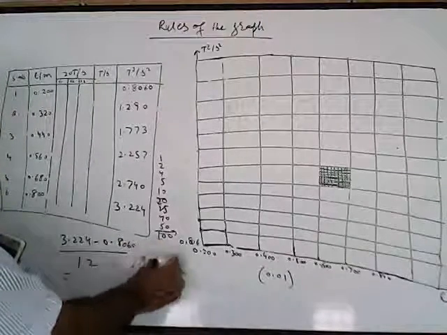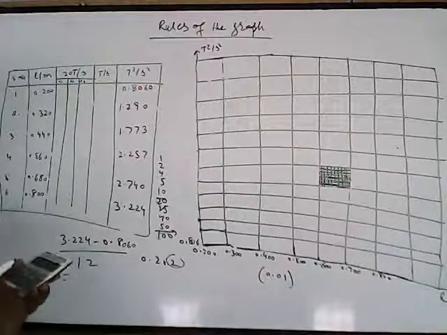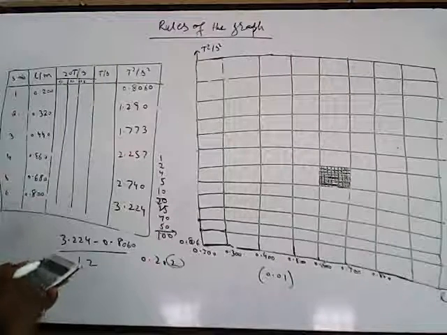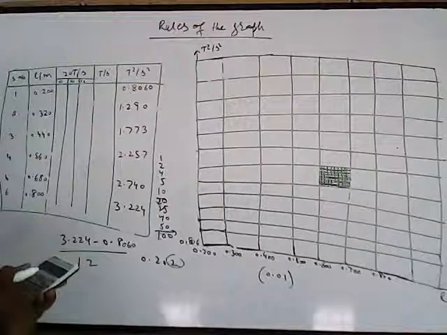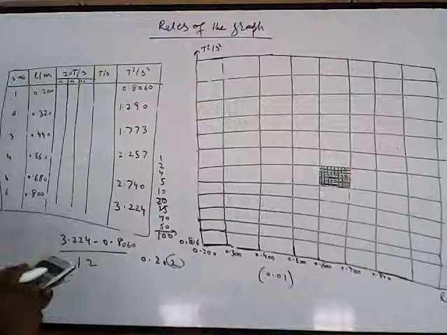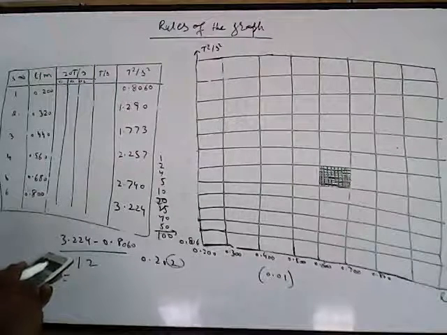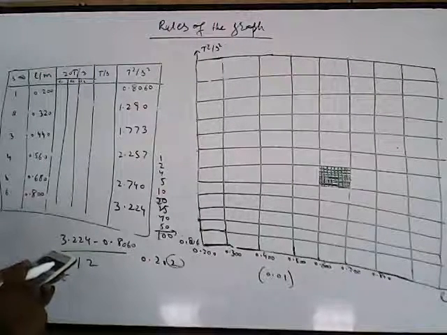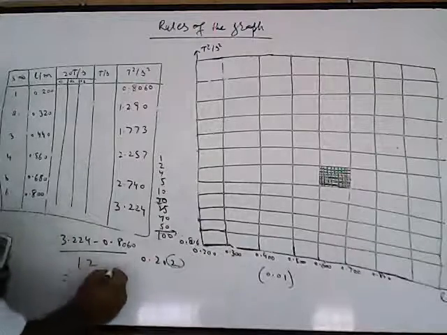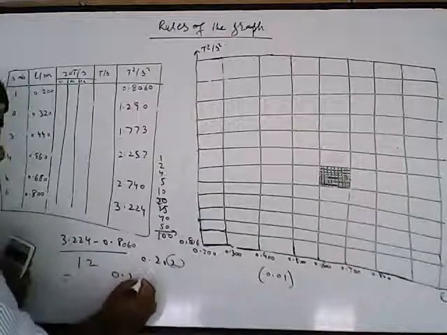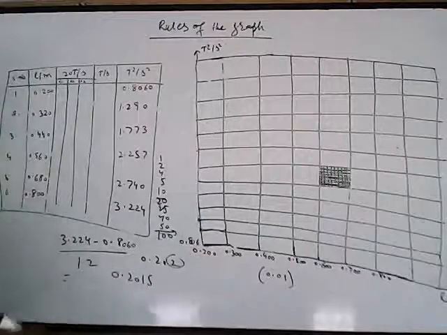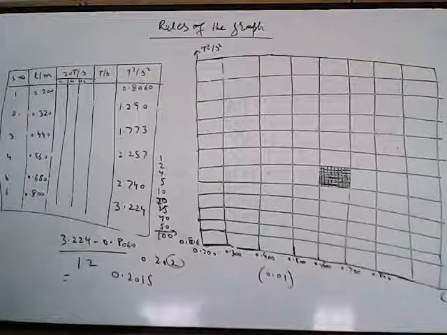Can I get rid of this one? 3.224 minus 0.806 and divided by 12. Still I'm not getting there. It's 0.205. Now 0.2015 is the value coming.